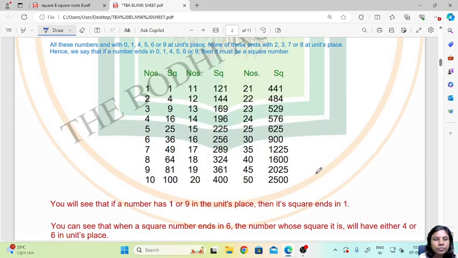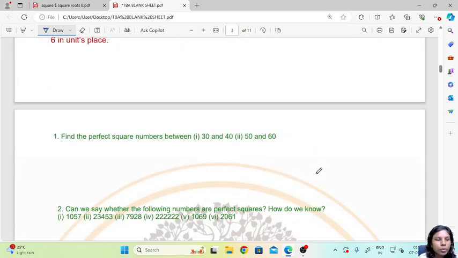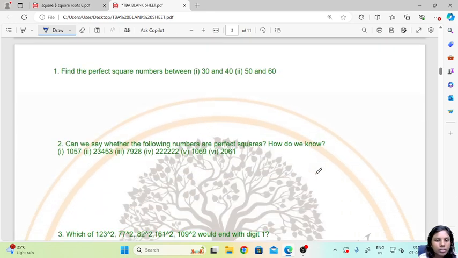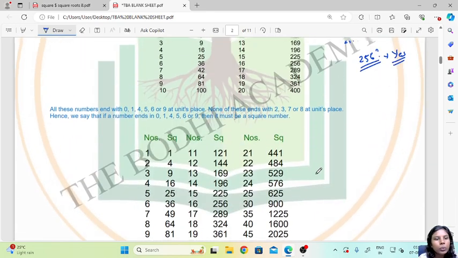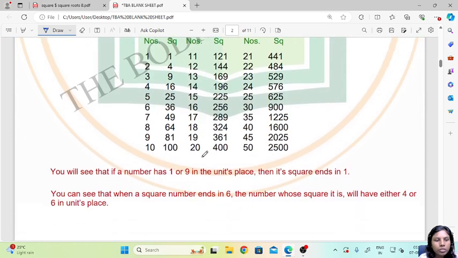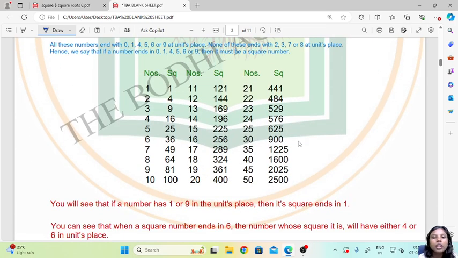So now let's look at some more properties. We'll do two more, and then we will move on to solving some of the problems. Now in this we have gone even further, from 20 till 50. So we have written down all the numbers and their respective squares.